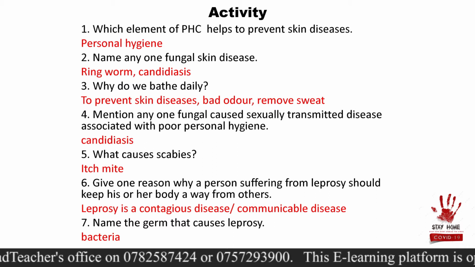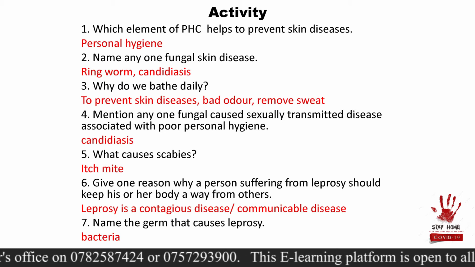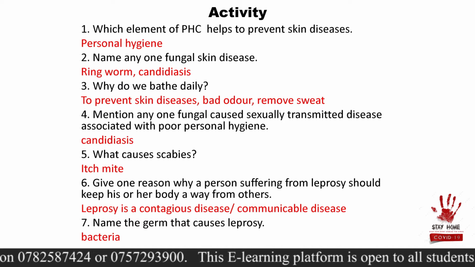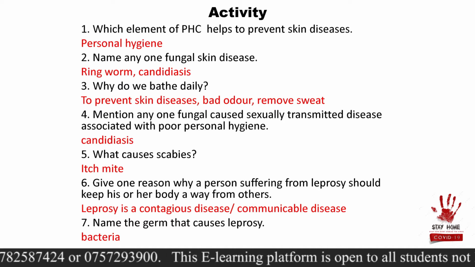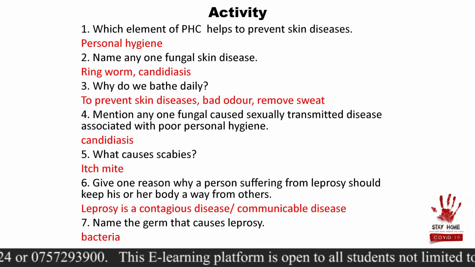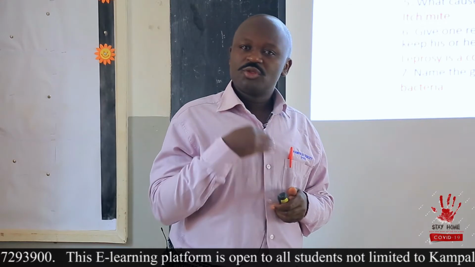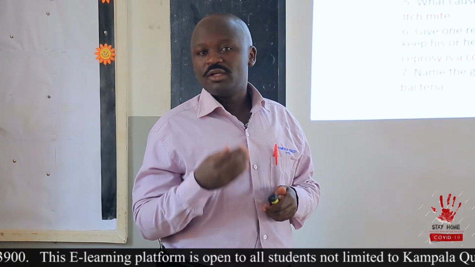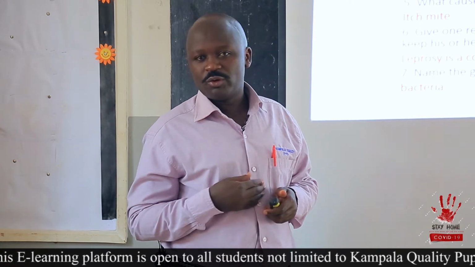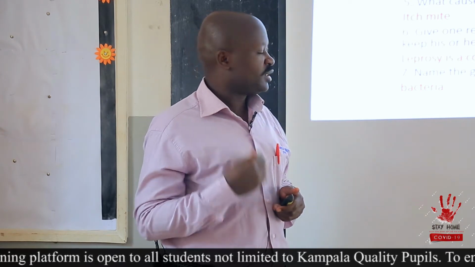Then number 6, give one reason why a person suffering from leprosy should keep his or her body away from others. Answer, leprosy is a contagious disease. Or one can say leprosy is a communicable disease. Or one can say to prevent the spread of leprosy to other people. So those are the answers for question 6.